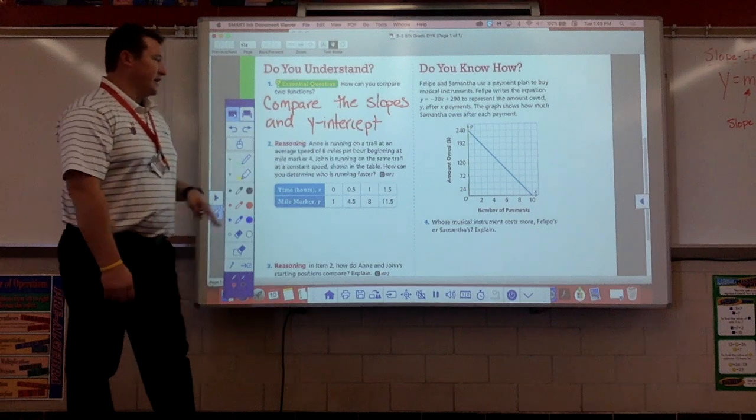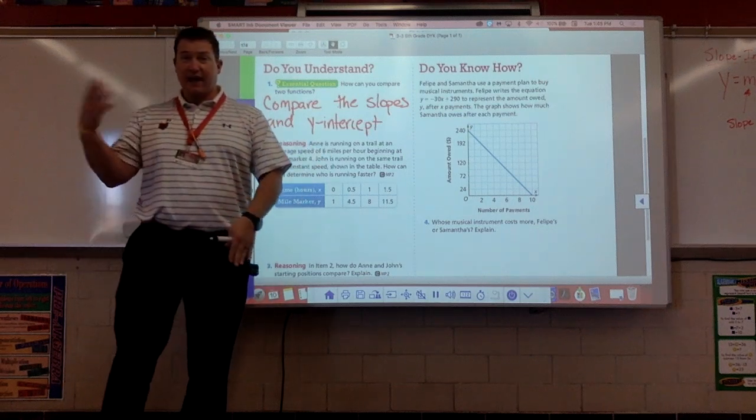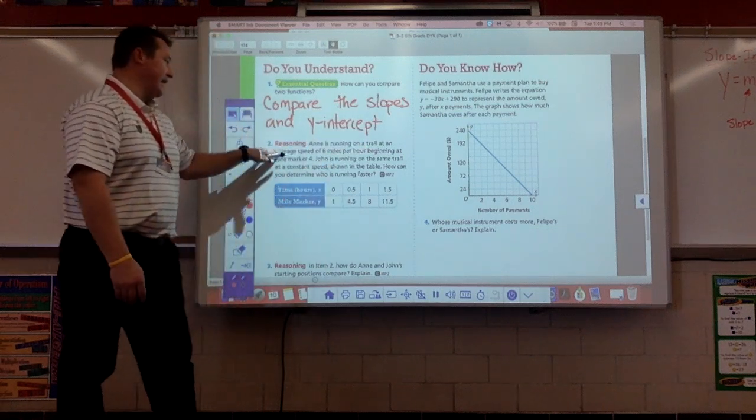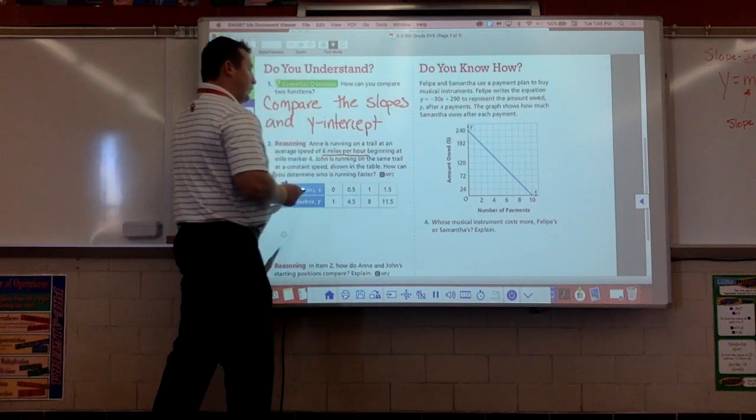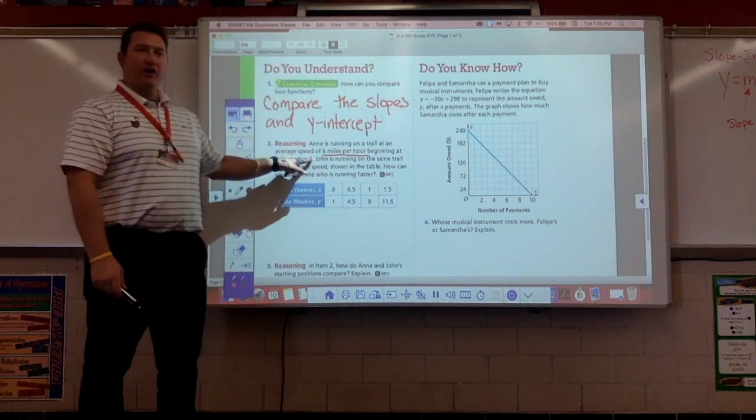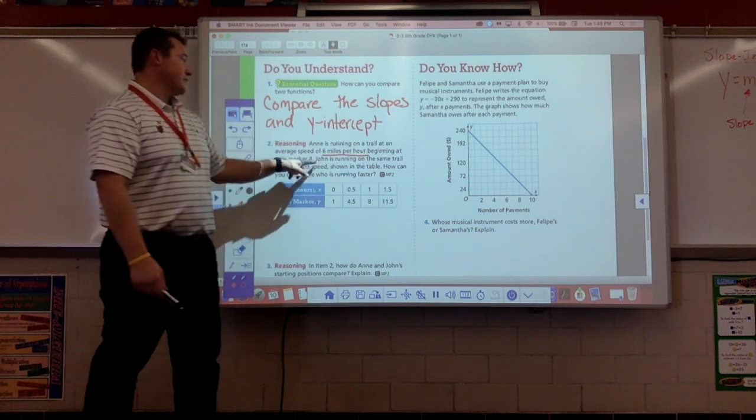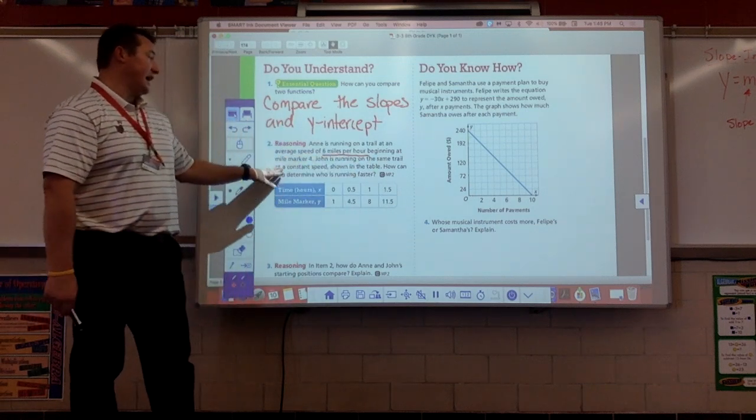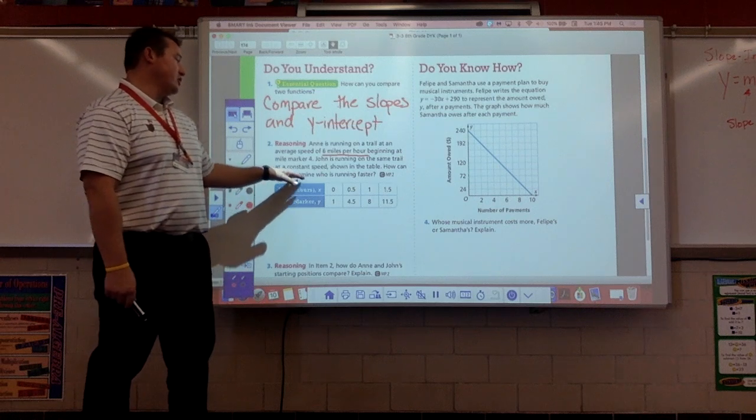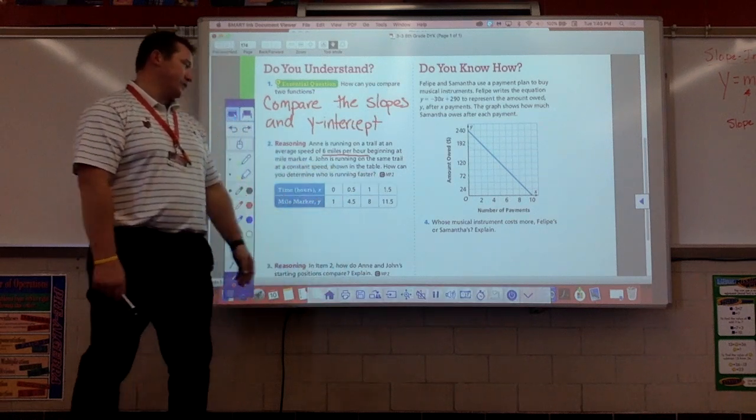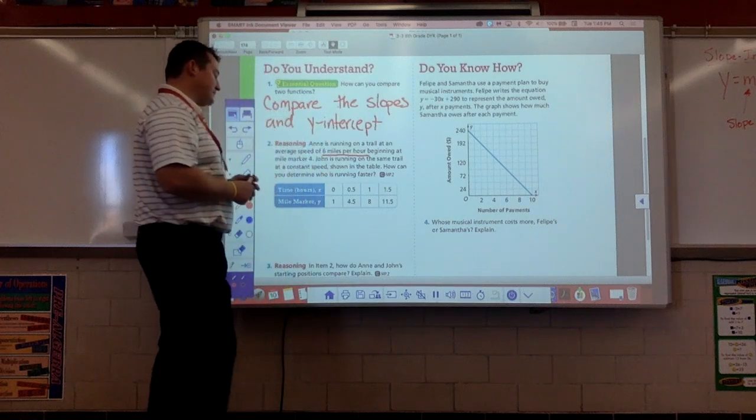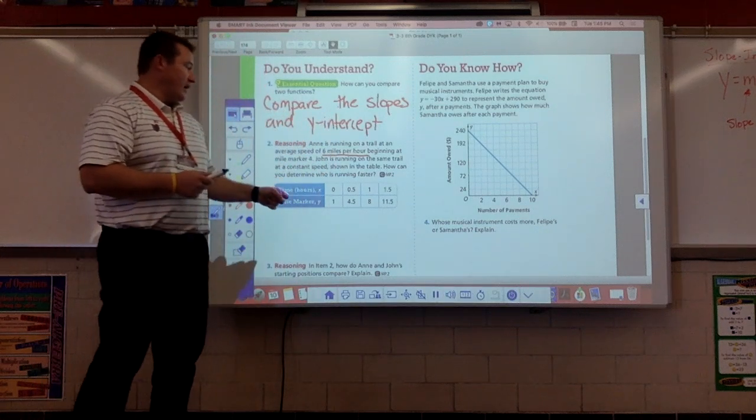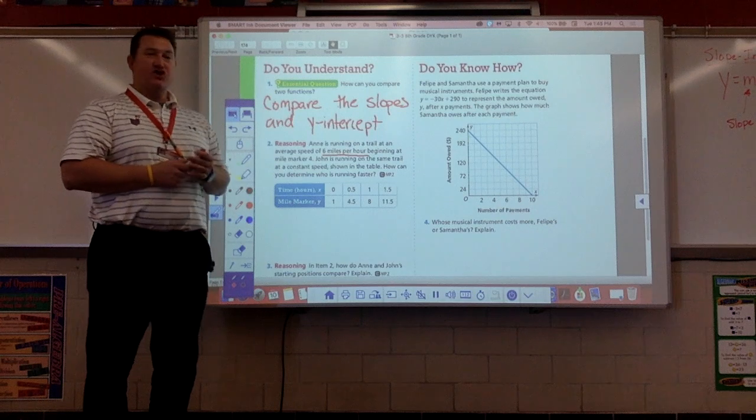Ann is running on a trail at an average speed of 6 miles per hour, beginning at mile marker 4. John is running on the same trail at a constant speed shown in the table. How can you determine who is running faster? So she's running 6 miles per hour, right? What is our friend John running?